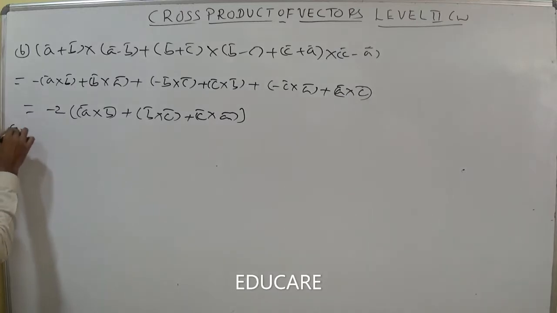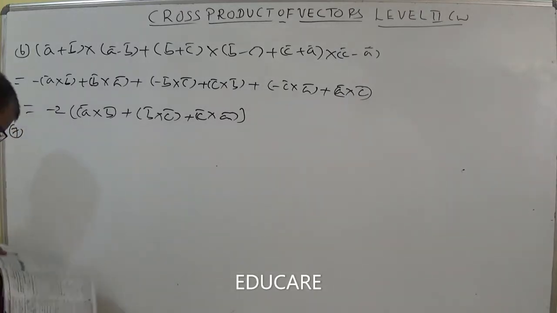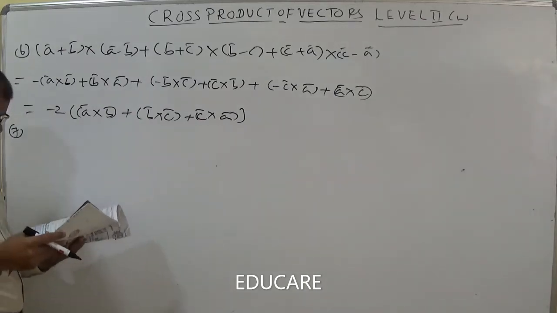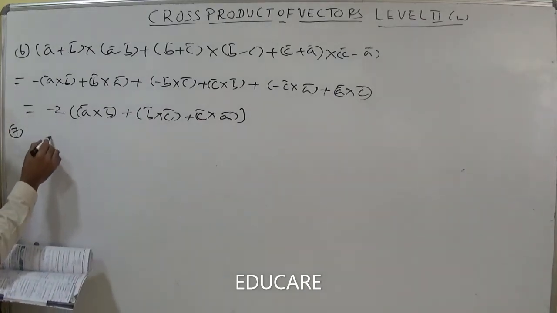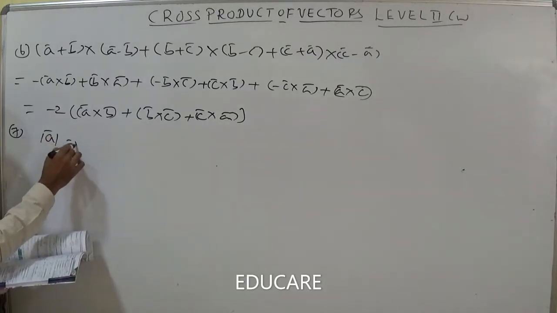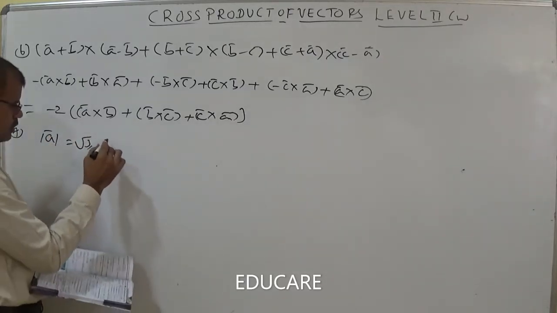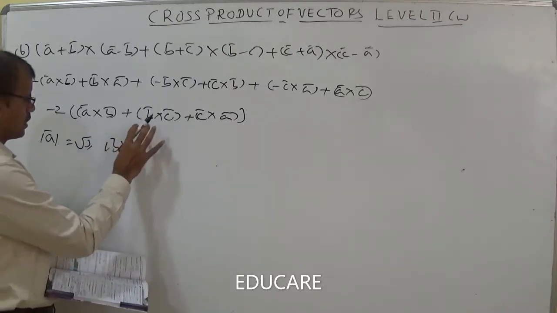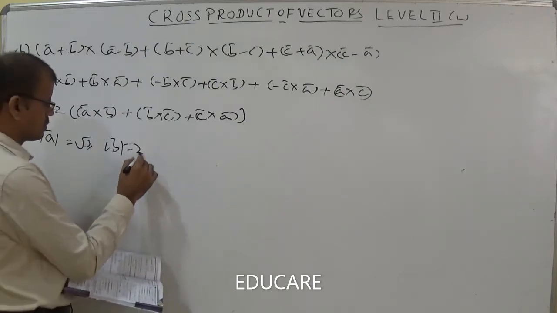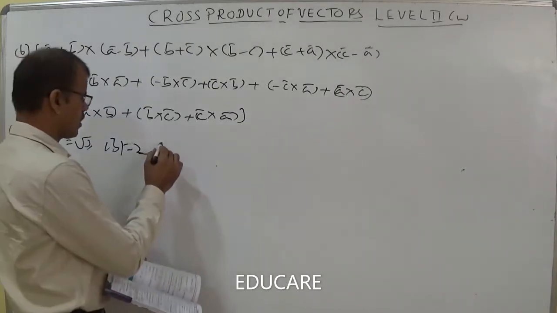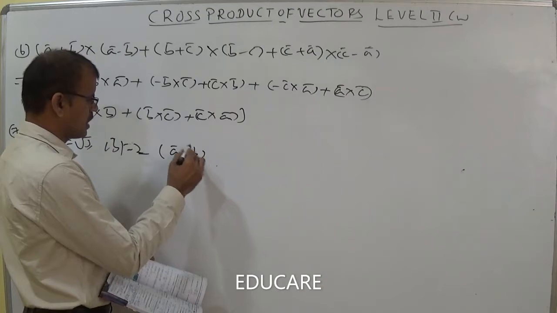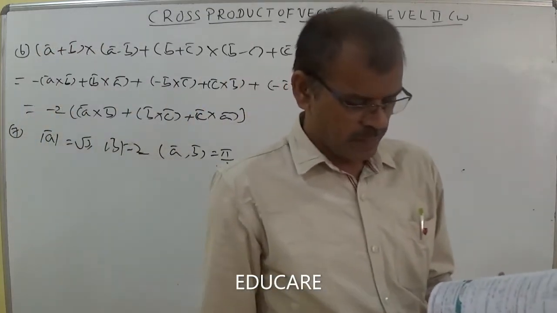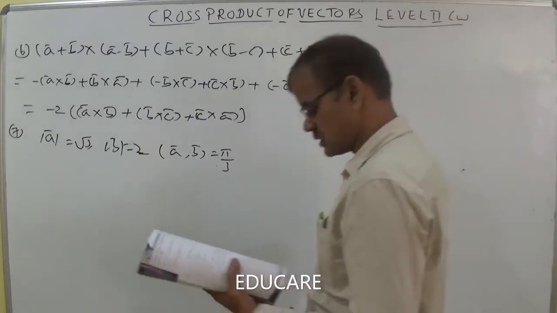Sixth question completed. Seventh one, vector area. Regarding area, he is giving A, B such that mod A bar is equal to root 3 and mod B is equal to 2. Next, the angle between the two vectors A bar, B bar is given as pi by 3.